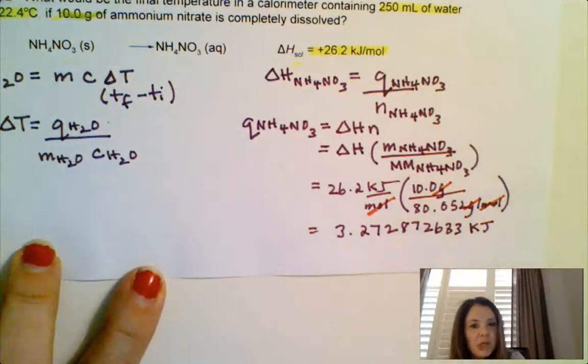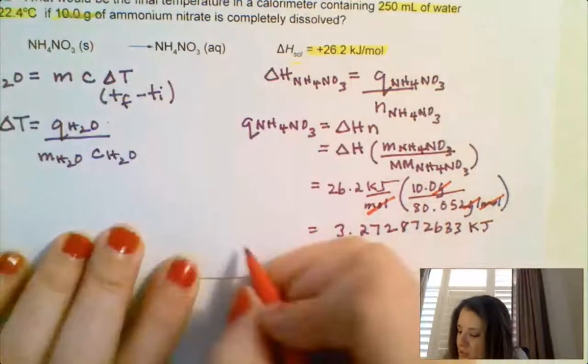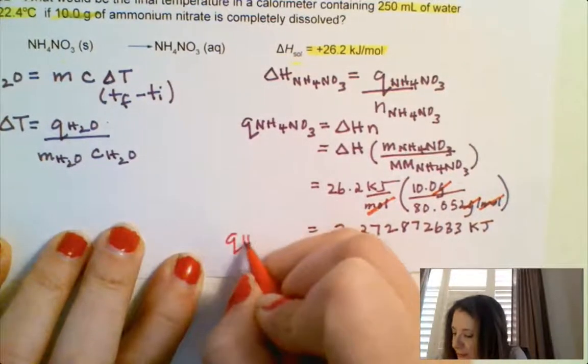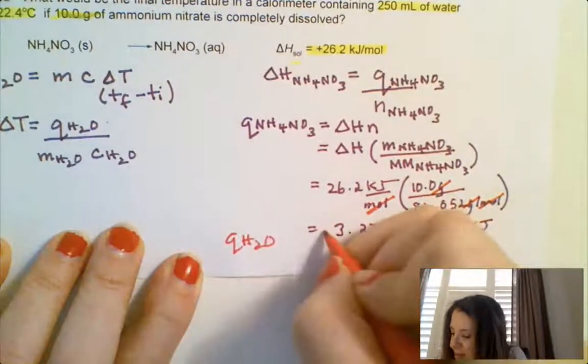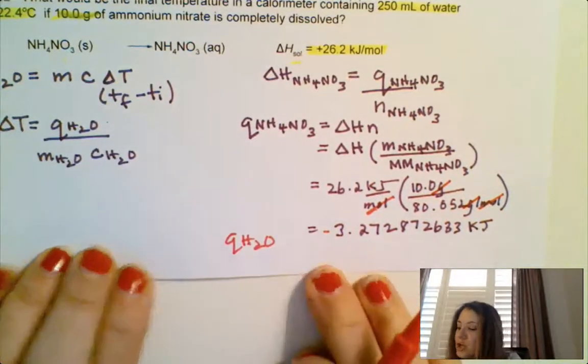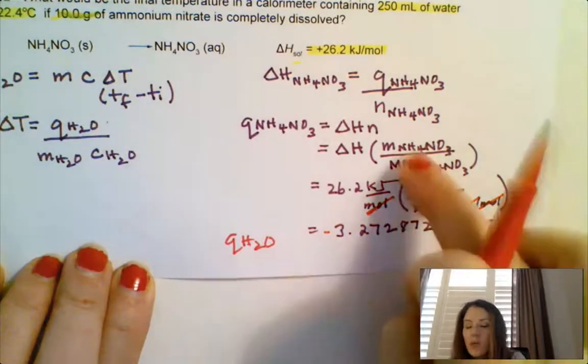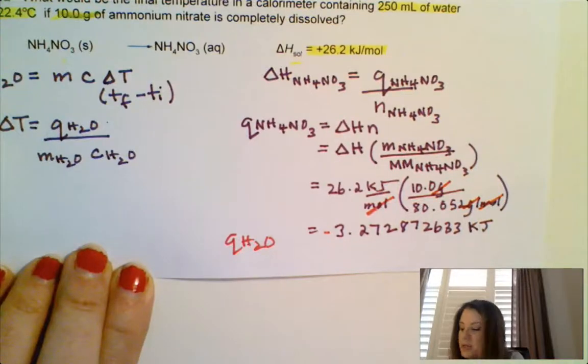Well, we know that Q lost equals Q gained. So in this case, ammonium nitrate, Q gained. So that means Q of your water, and I'm going to be a little bit lazy here, I just flip the sign. Okay? So what this is telling you is the ammonium nitrate is having to gain energy from the water in order to get it to dissolve. Okay, so the water is losing heat energy to the salt to help it dissolve.